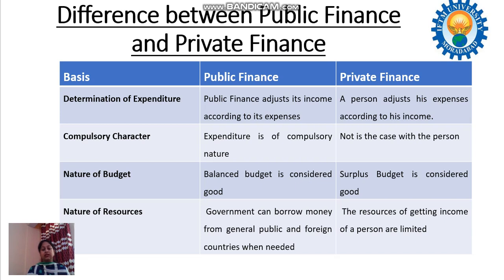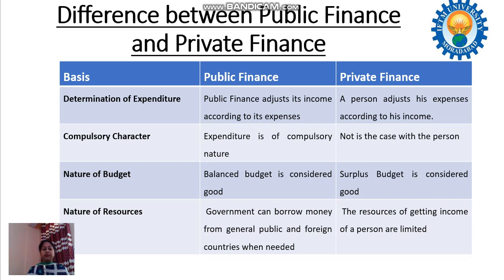Second important difference between public finance and private finance is compulsory character. In case of public finance, the expenditure is of compulsory nature. The government cannot cancel or even postpone their expenditure. But in case of private finance, an individual person can cancel or even postpone their expenditure. Next is nature of budget. In case of public finance, a balanced budget is considered good. But in case of private finance, a surplus budget is considered good.